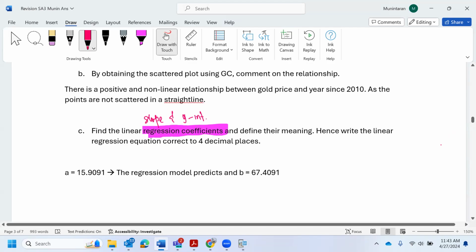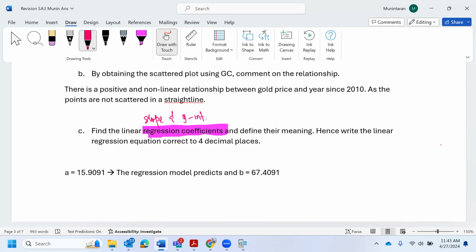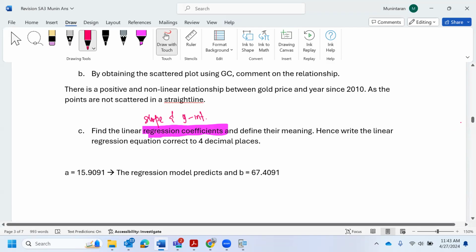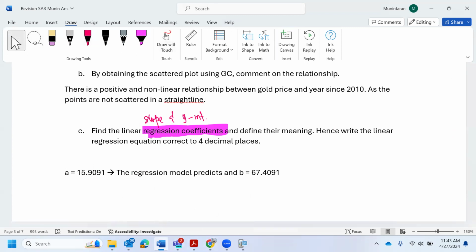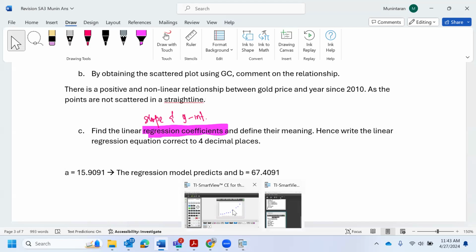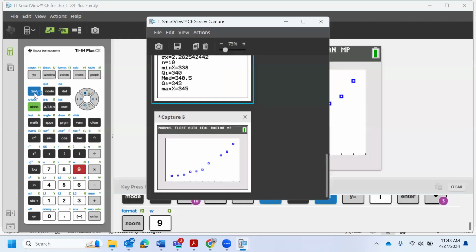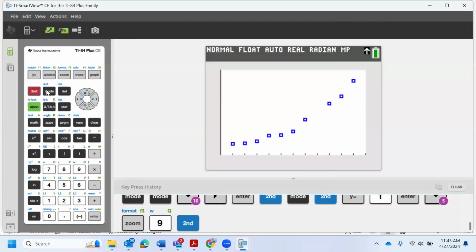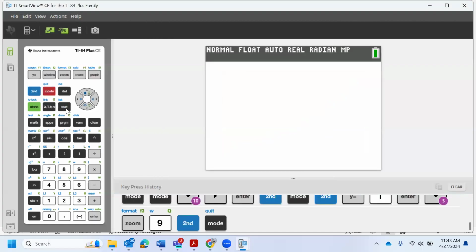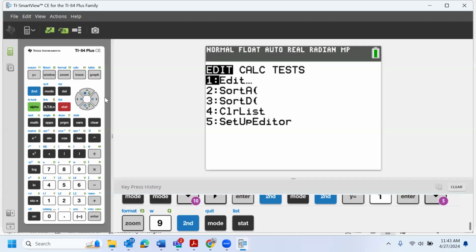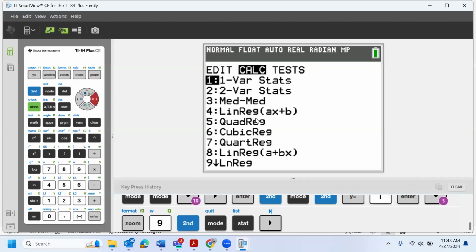So what I've done here, the A is your A. Sorry, I did not do that. So what I'm going to do here is take that picture. Done. Next, you go to second quit, stat, calculate, number 4. You can use 4 or 8.